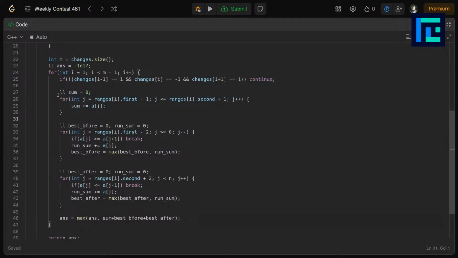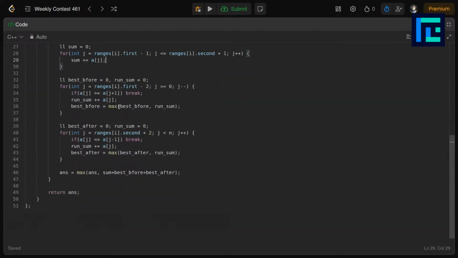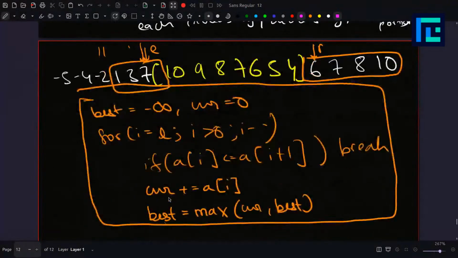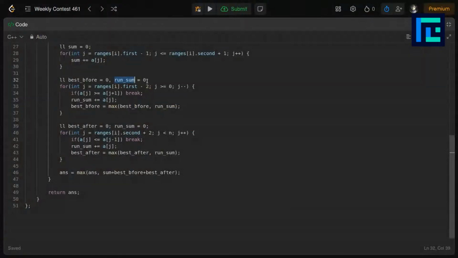Now, first I will sum the decreasing portion. So starting from ranges of I dot first, ranges of I dot second, I'm just summing that portion up. Now I want to find my best before and I want to find my best after. Run sum is my running sum. So it's my cur value over here. I gave this example. Here the current value I wrote as running sum. Okay, so this is the run sum or running sum. And this is my best before and best after, right? So this is for the previously increasing portion, and this is for the increasing portion after the decreasing portion.